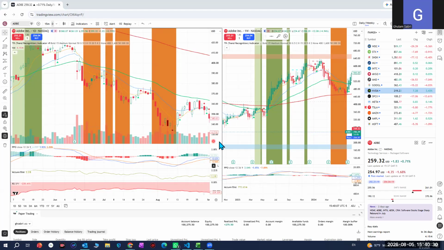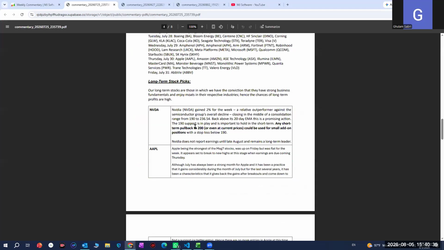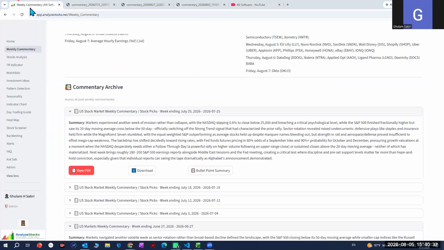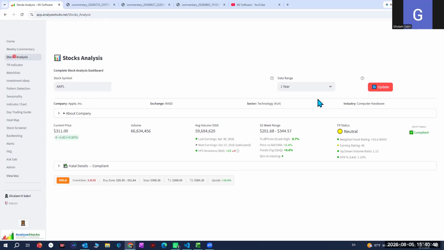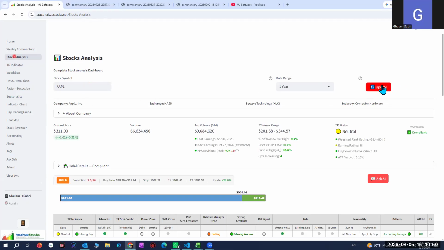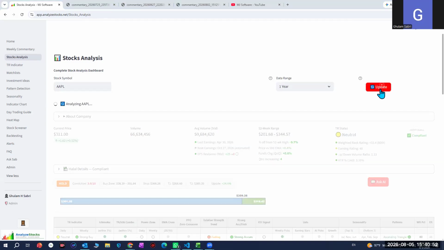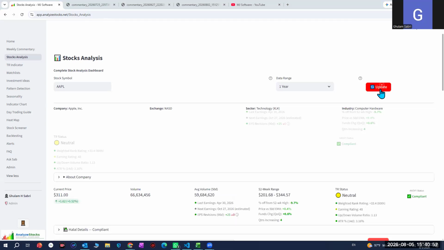Now, how do we analyze? We'll go back to the Apple and Nvidia example because we started from there. So talking about Apple, back to Apple again. On this software, we have a stock analysis page. Let's say we want to analyze Apple. So we put the symbol here and update Apple here. Now remember, this chart is giving you information as of today, right now. So it's not going back in history.